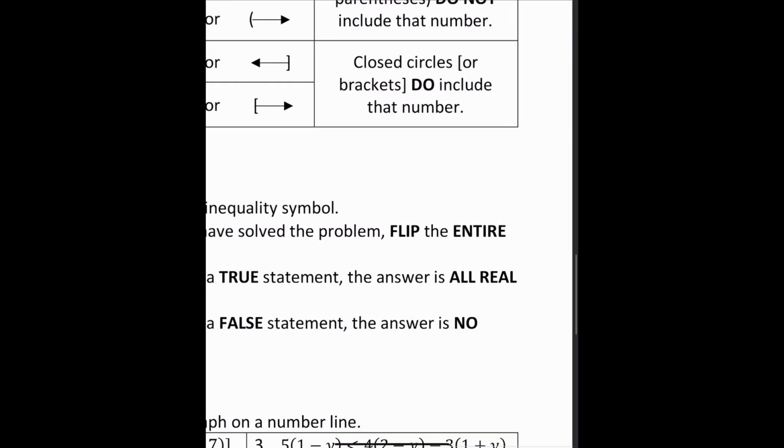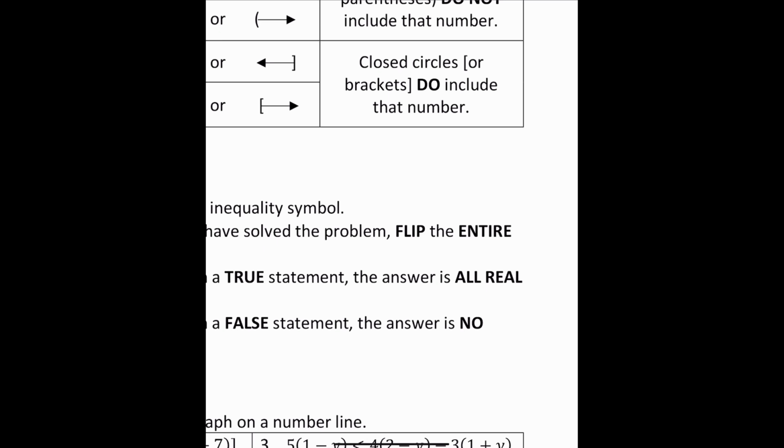So let me go ahead and give you an example of what that looks like. Let's say I'm comparing two numbers here, negative 5 and 2. Comparing these two numbers, what is the largest number? Well, it's going to be 2. So negative 5 is less than 2, because 2 is the largest number.